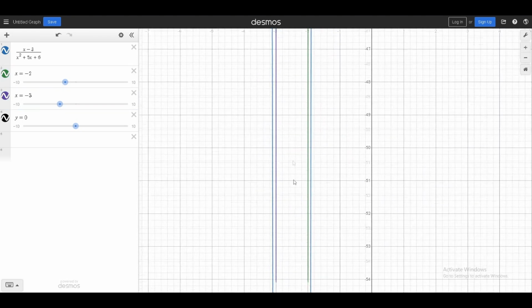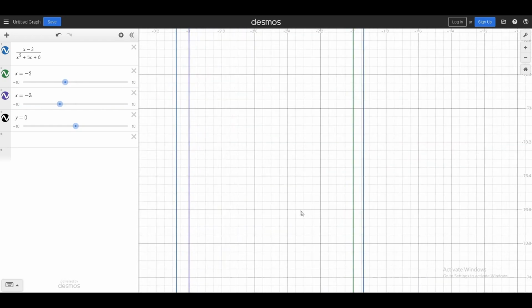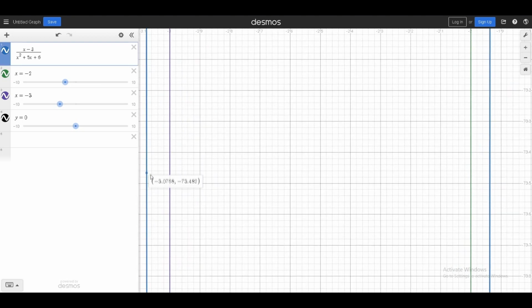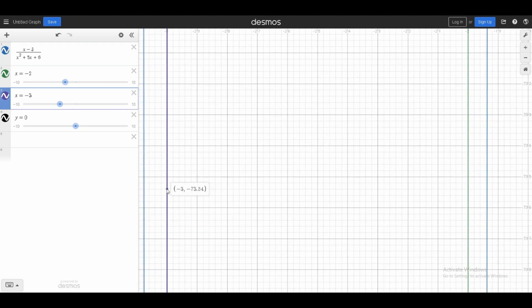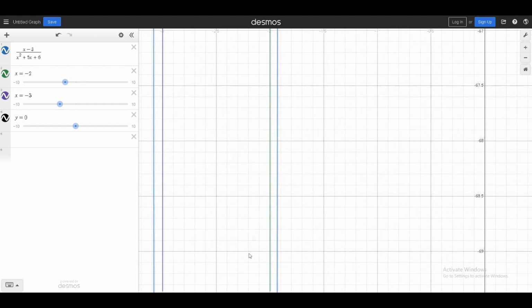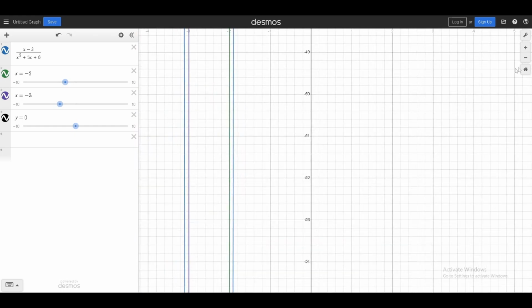If I look at the behavior of these functions relative to my asymptotes, we can see, hey, look at that. They sort of look parallel, even though they're really not. Parallel just means they never touch. So we can predict the behavior of this function.